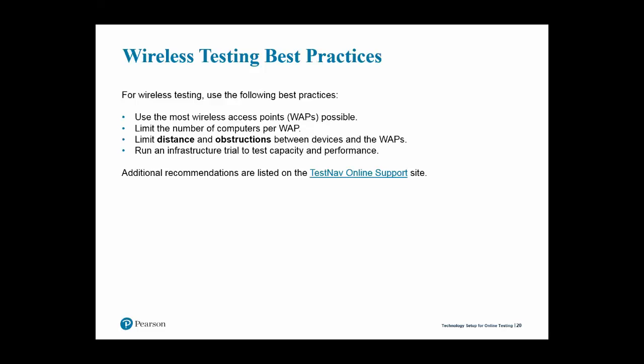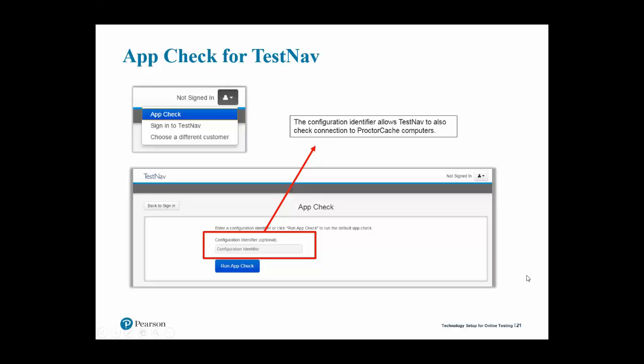And again, we recommend that you run an infrastructure trial so you can test the capacity and performance of your wireless network. We do have additional recommendations posted on our TestNav online support site, which we looked at earlier. Again, these are just some common wireless testing best practices here. So let's take a look at the app check.